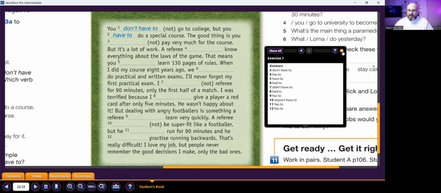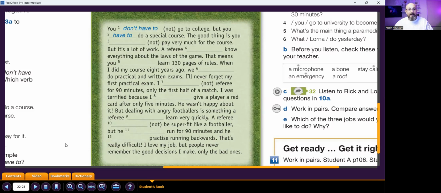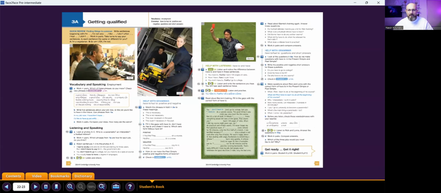So here are all the answers. After we finish now, I want you to write down how many you got right. Of course, I gave you 1, 2, 3, then after that you have from 4 to 12, like 8 gaps. So you tell me how many you got right out of 8. Okay, guys, so we finished this exercise.